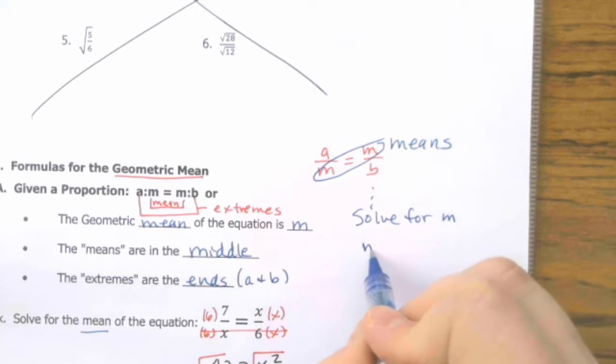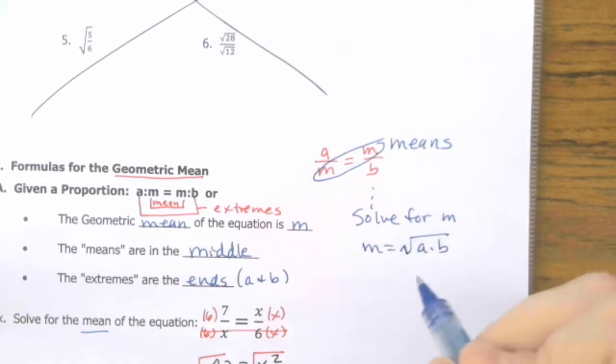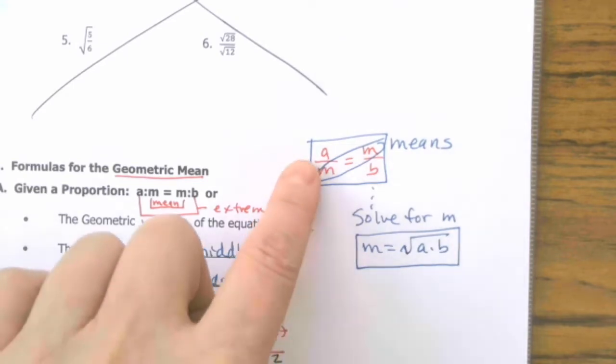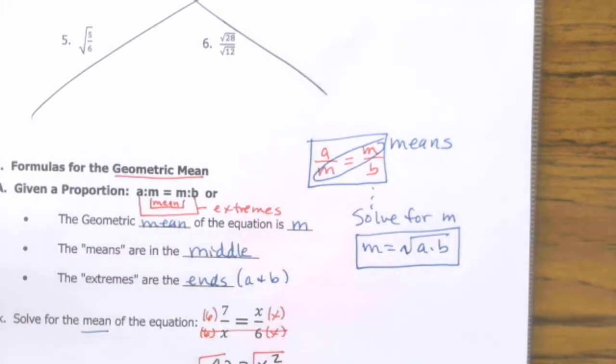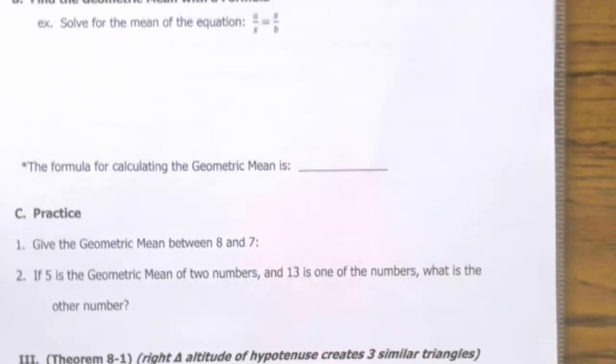Before we move on, if you solve this equation for m, you get the equation m equals the square root of a times b. So you can use this form to get the means or this form, depending on what you remember. I typically just go with the fractions and don't bother with the formula, but you could do it either way. All right, flip the page.